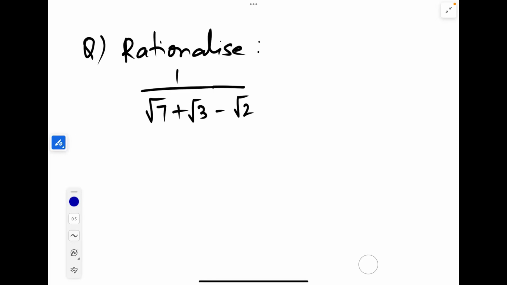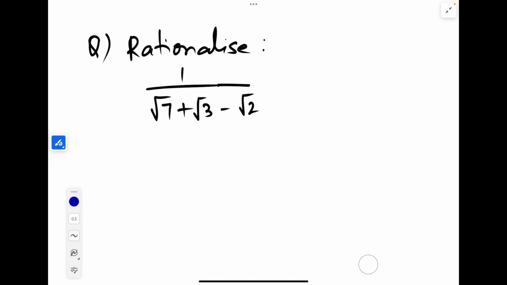Back to my channel. This is a question from the Class 9 Number System chapter. The question says: rationalize 1 by root 7 plus root 3 minus root 2.